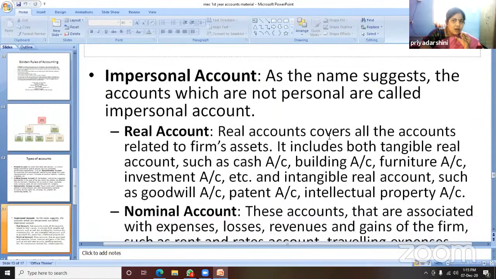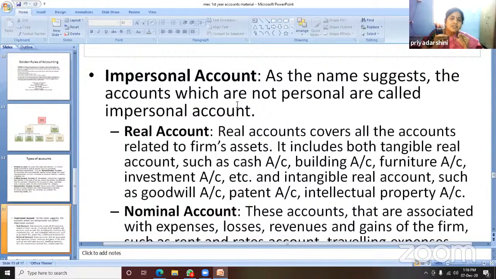And impersonal account we discussed. As the name suggests, it is not related to a person. The transactions which are not related to persons come under the category of impersonal account. Under impersonal account, we have real account. Real account covers all the accounts related to the firm's assets. So whatever the assets, they fall under real account. It includes tangible real account as well as intangible real account.